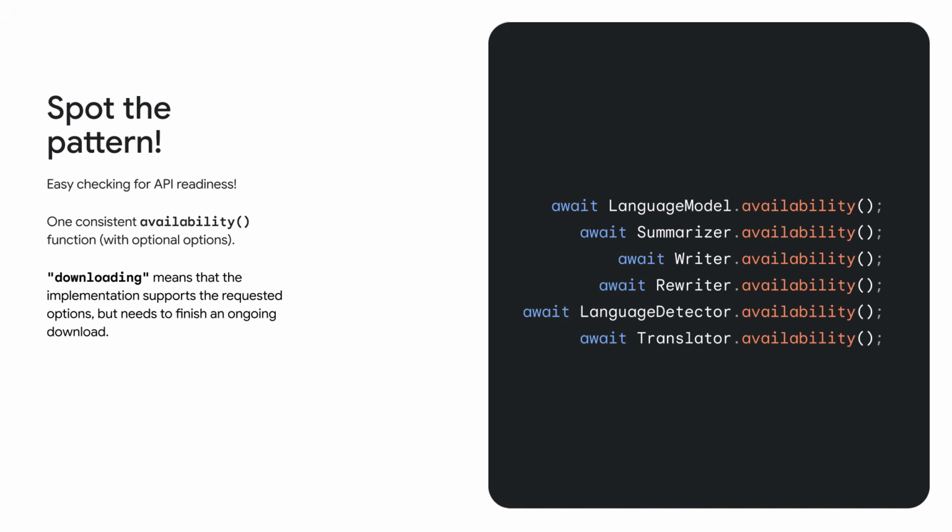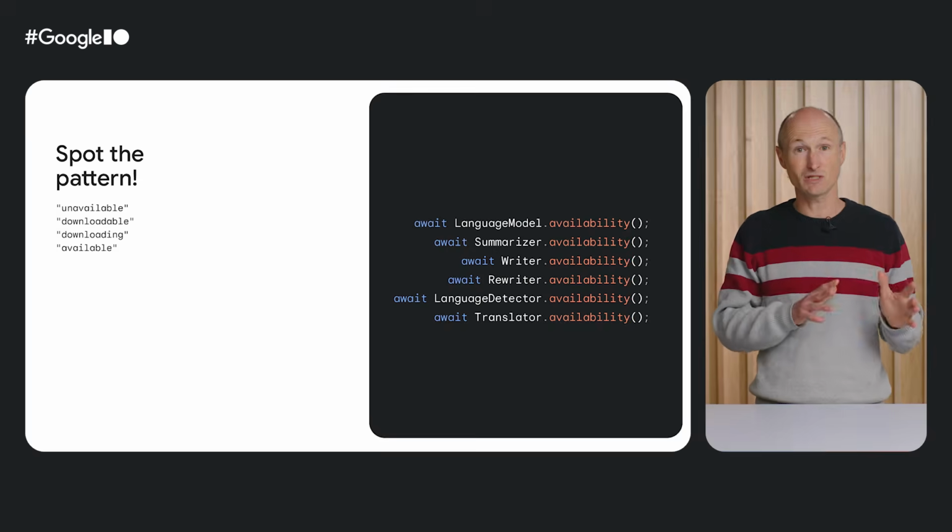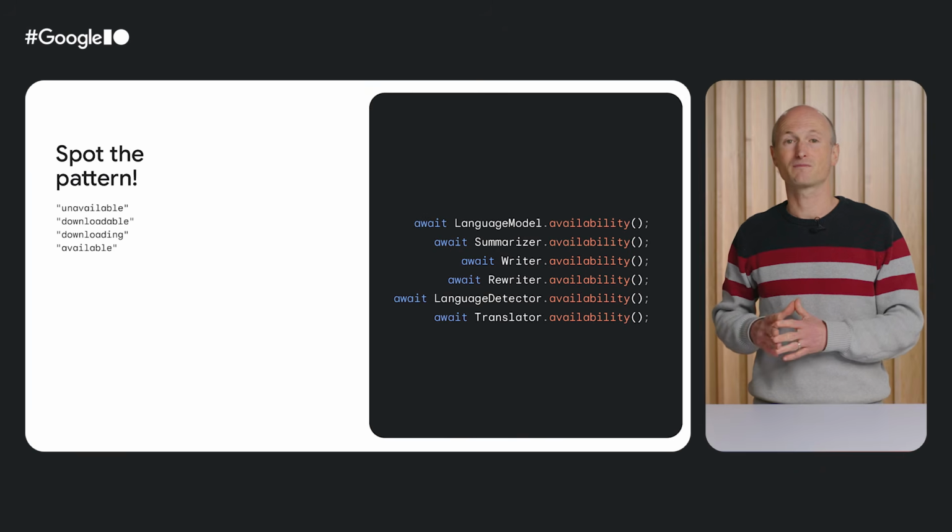It responds with downloading when the required download is in progress. And finally, it responds with available when the API is ready to be used. Here they are again: unavailable, downloadable, downloading, and available. Consistently the same for all APIs.